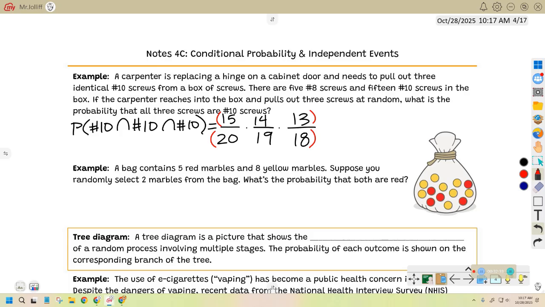What was it? 378? Did I do this wrong? 15 times 14 times 13 over 20 times 19 times 18. I got 0.399. Somebody else try it. What are we getting? What did you get, Ariana? 399? 0.399122, yeah. So 15 times 14 times 13, parentheses, divide, and then parentheses, denominator. Whoops, I didn't mean to do that in red.